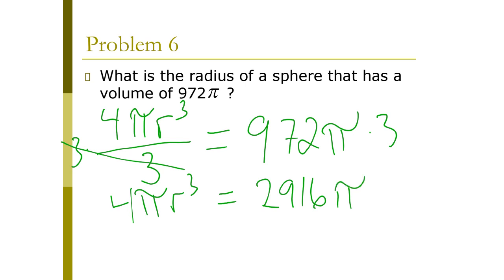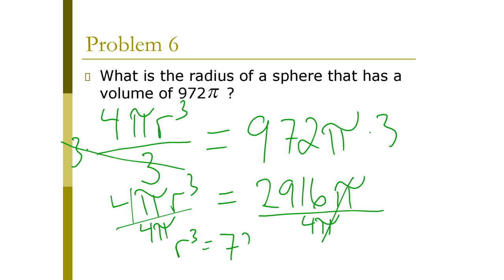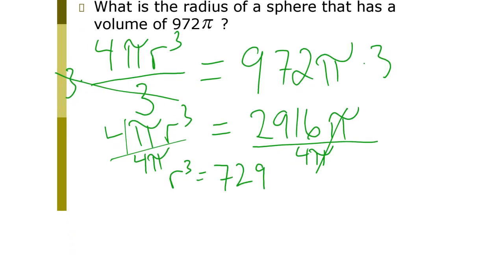Now, my pi's I know are going to cancel, and I'm going to divide by 4, but I'll just write that out algebraically. We'll divide by 4 pi. Boom, gone. So divide this by 4, and I get r cubed equals 729. So how do I solve for r again?